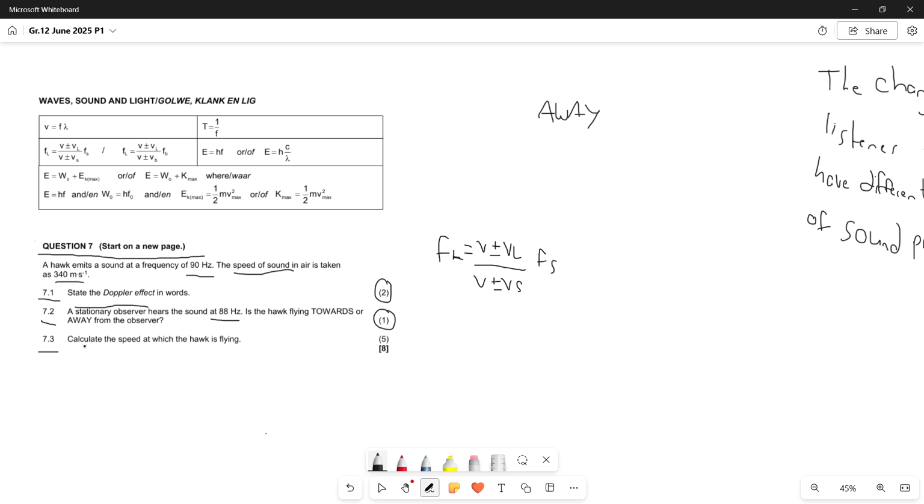So 7.3 over here says calculate the speed at which the hawk is flying. So this is 5 marks. We get 1 mark for writing this formula down.